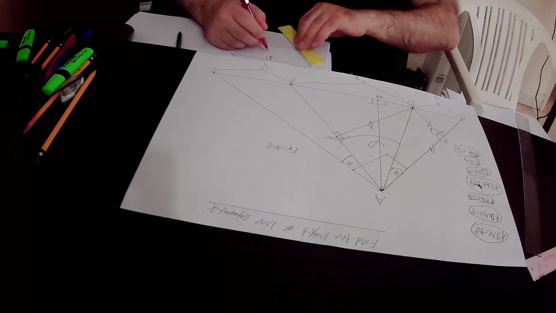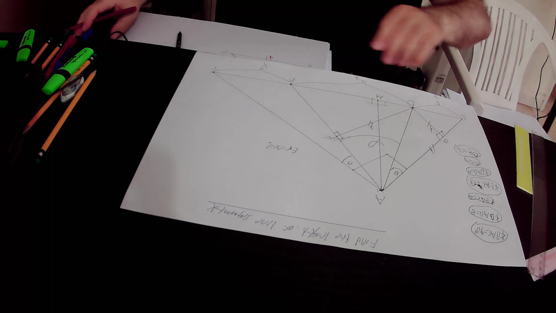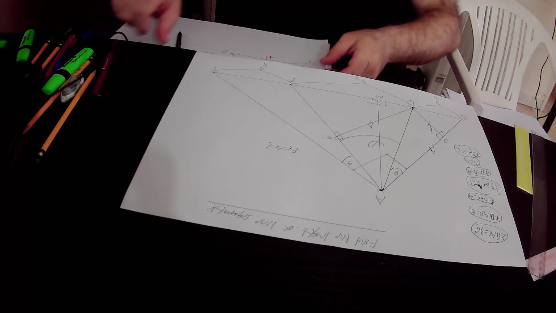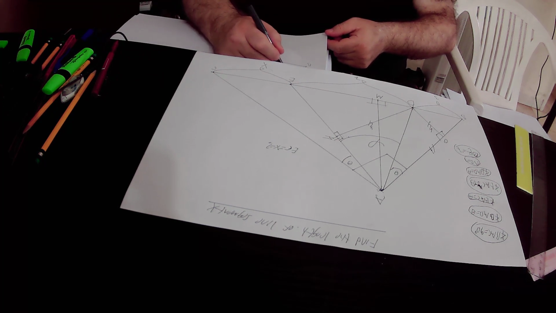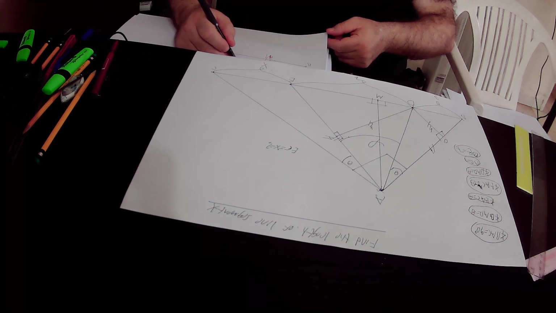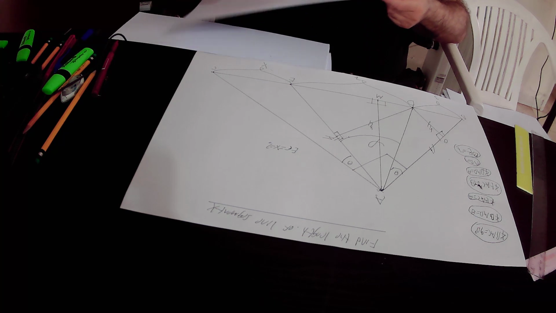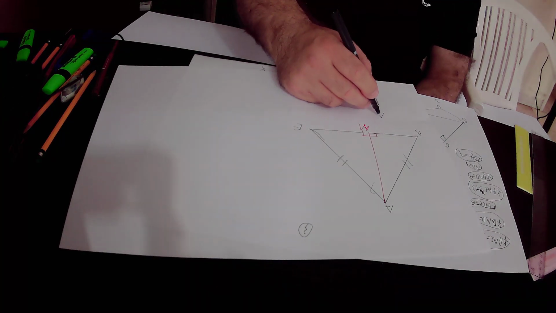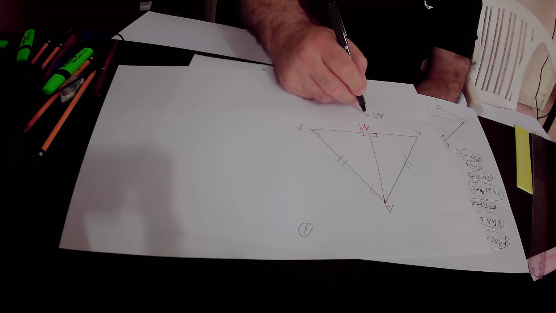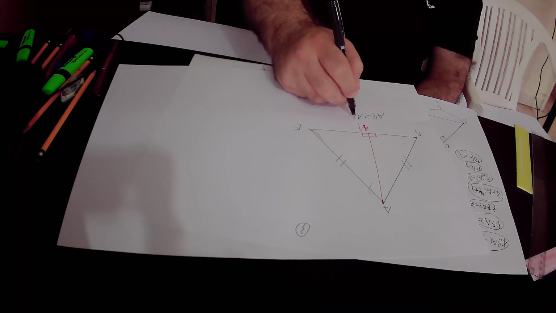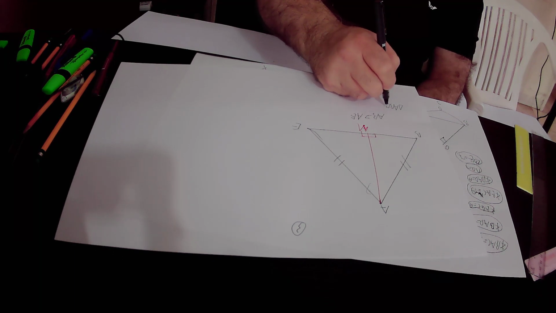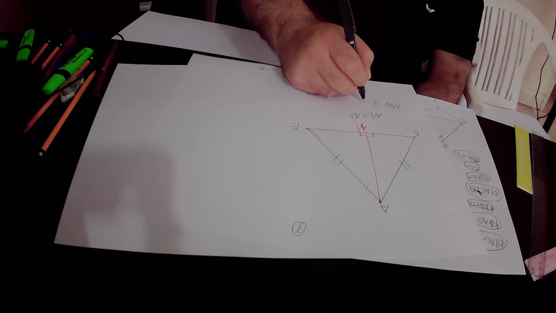So triangle ABE is an isosceles triangle because it has two sides that are equal to each other, according to what is given in the question. AB equals AE, therefore triangle ABE is an isosceles triangle.